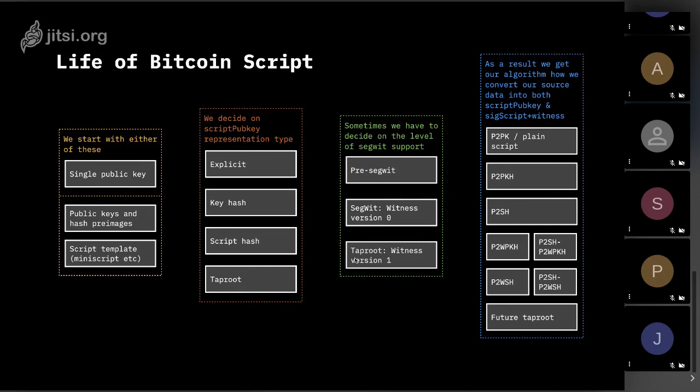Then we need to decide, would we use SegWit or not? In some cases we can, in some cases we can't use SegWit. For instance, if you would like to have an explicit representation, we can't use SegWit. And with taproot, it will be even more complicated. And you end up having all these encodings, not for a public key, but for the whole set of scripts related to this specific transaction, including sigscript, witness, and other structures.